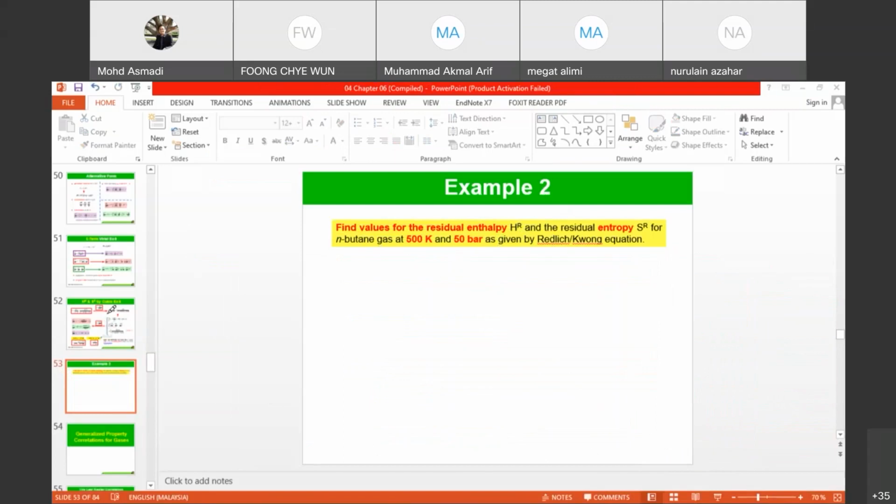So the residual enthalpy HR and entropy SR of butane gas at 500 Kelvin and 50 bar. So it's a high temperature. Temperature is 500 Kelvin. Pressure 50 bar. Find TC, PC, and then TR. Please find.